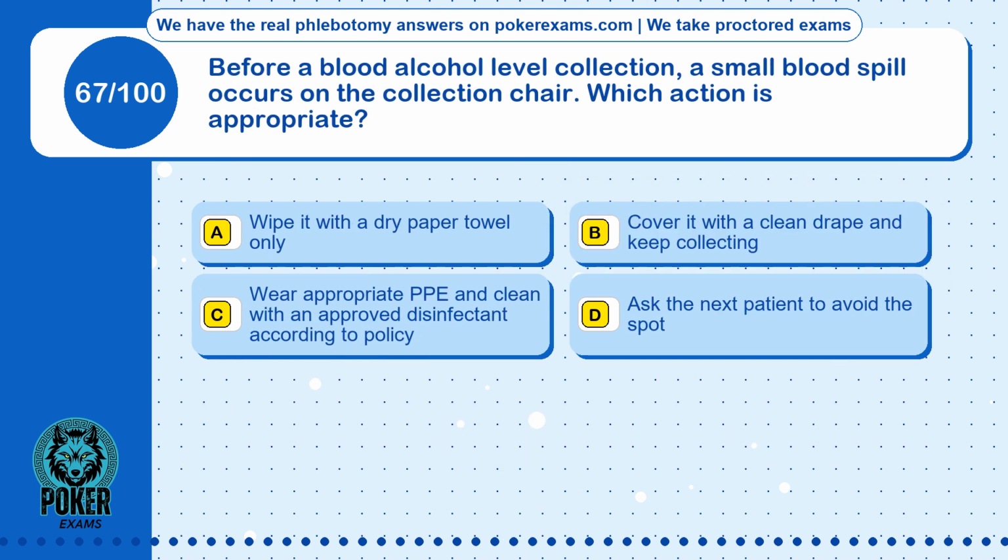Question 67. Before a blood alcohol level collection, a small blood spill occurs on the collection chair. Which action is appropriate? Option A, wipe it with a dry paper towel only. Option B, cover it with a clean drape and keep collecting. Option C, wear appropriate PPE and clean with an approved disinfectant according to policy. Option D, ask the next patient to avoid the spot.